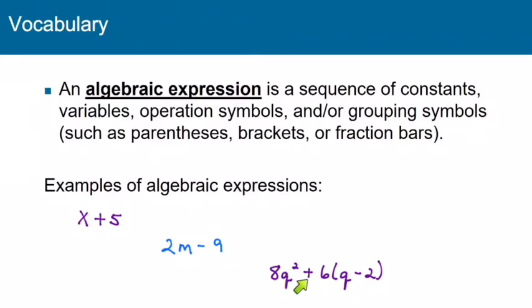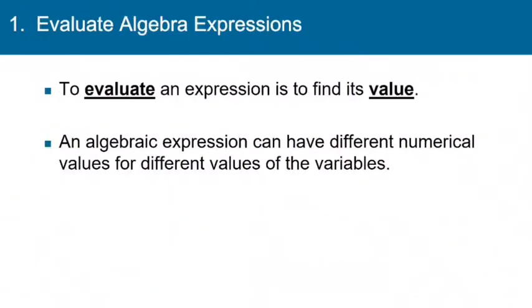This time the variable is q, so q stands for some unknown number. It says take that unknown number and square it, or multiply it times itself, then multiply that number times 8, and then add 6 times the number minus 2. And so this again is just an algebraic expression. If they would tell us what the value of q is, we could replace the variable with that number and use order of operations to find out the value here. And that's exactly what we're about to do.